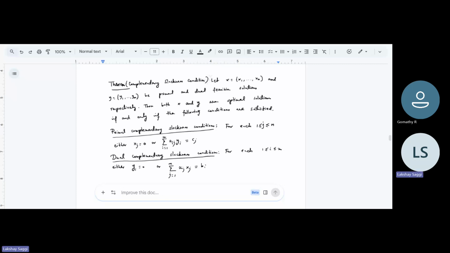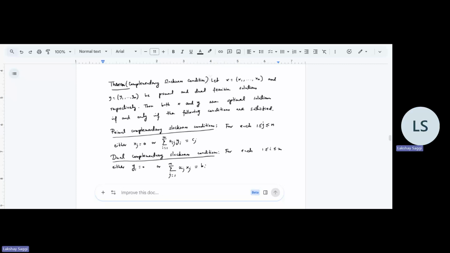And the opposite is also true. If X comma Y are optimal solutions, then the primal complementary slackness and dual complementary slackness conditions are satisfied. So this is a really good criterion. Because of these complementary slackness conditions, if you are given any solutions X and Y and you want to test whether they are feasible solutions or optimal solutions to the LP, you just need to check these complementary slackness conditions. If these hold, then you can easily say that these are optimal solutions.